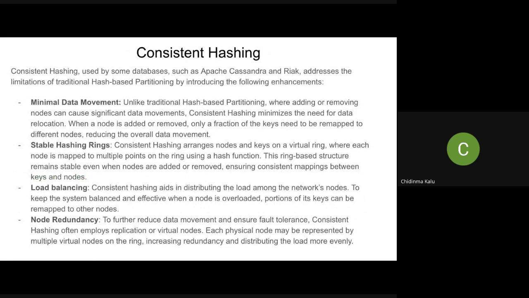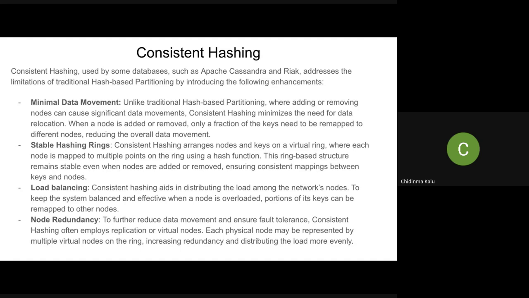Consistent hashing is used by some databases such as Cassandra, and it addresses the limitation of traditional hash-based partitioning. So basically, when a node is added or removed, in traditional hash-based partitioning, there's going to be significant data movement, but consistent hashing minimizes the need for data relocation. In this case, when a node is added or removed, only a fraction of the keys need to be remapped to different nodes, reducing the overall data movement.